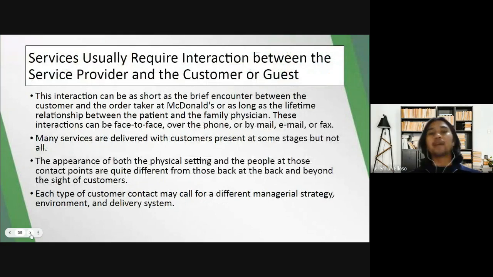Okay, let's talk about services. They usually require interaction between the service provider and the customer or guests. We have mentioned a while ago about service interaction. Now, this interaction can be as short as a brief encounter between the customer and the order taker at McDonald's, or as long as the lifetime relationship between the patient and the family physician. You see that we try to develop different kinds of relationship with the service provider, and we have various interactions with them.